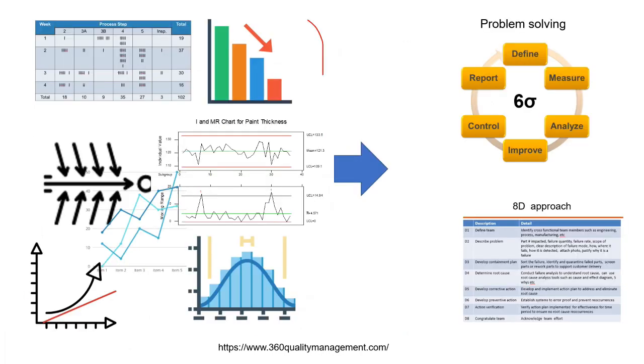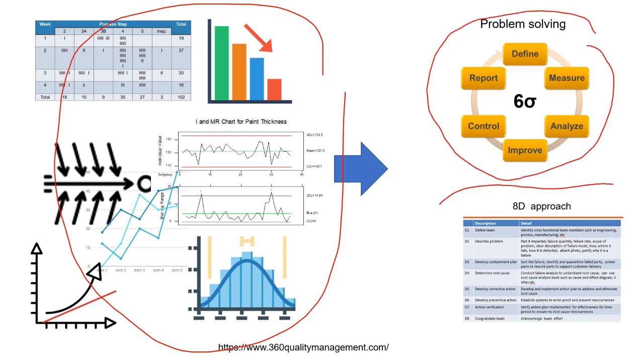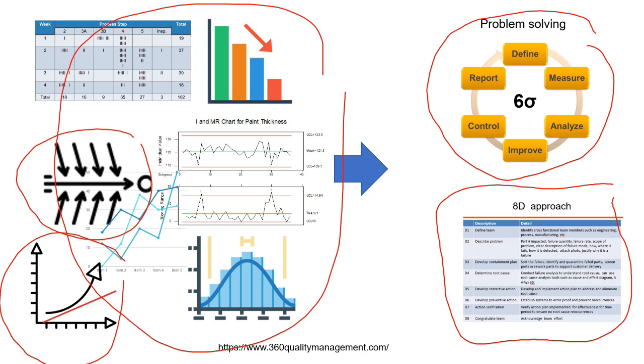The 7QC tools have been used extensively in problem-solving approaches such as Six Sigma or the 8D problem-solving approach, from defining the problem of the Y, data collection in control chart, in Pareto, in histogram, to the root cause analysis of connecting the Y to the potential X which cause the problem, in cause and effect diagram, and also scatter plot.